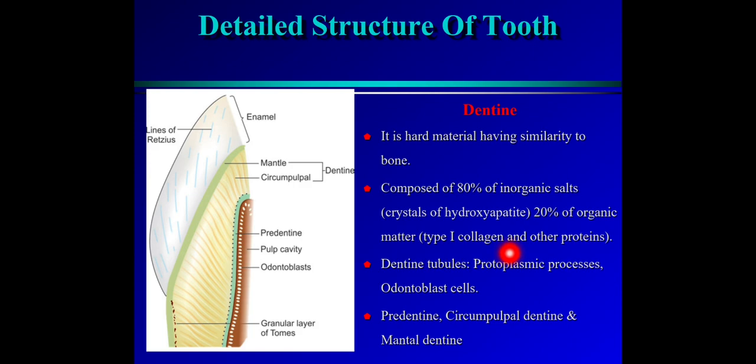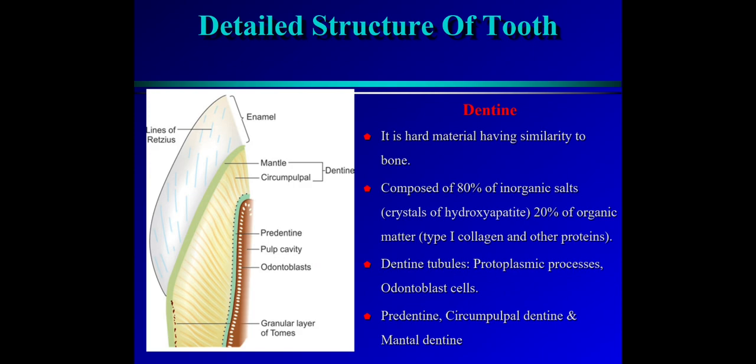Organic matter is formed by the collagen fibers and protein, while the inorganic matter is formed by the crystals of hydroxyapatite. This dentine is in the form of dentine tubules. These dentine tubules show the presence of the protoplasmic processes. These protoplasmic processes are present within the dentine and form the dentine tubules. These are the processes of the odontoblast cells.